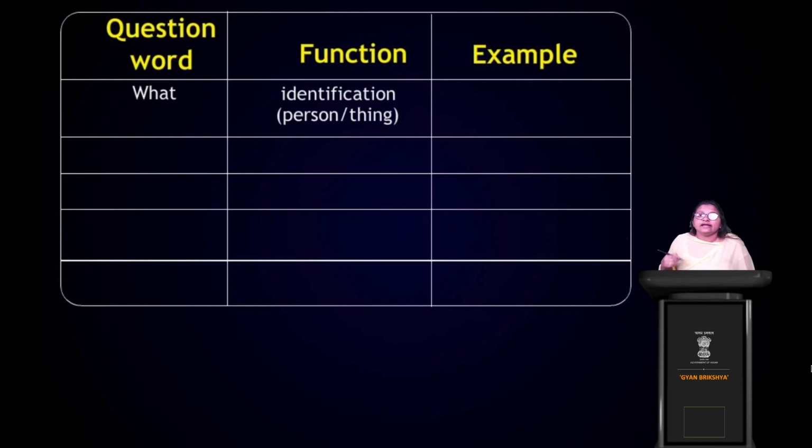ফর এক্সাম্পল, I can ask, what is your name? Okay. So what is your name means I'm trying to identify that particular person. Now, I can also ask, what did you have? Okay. So by that, we are identifying that particular thing which the person had for breakfast. Okay. Now let's look at examples. As I told you, what is your name? What did you have for breakfast? What are you doing?